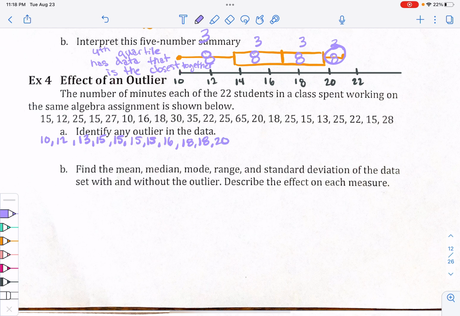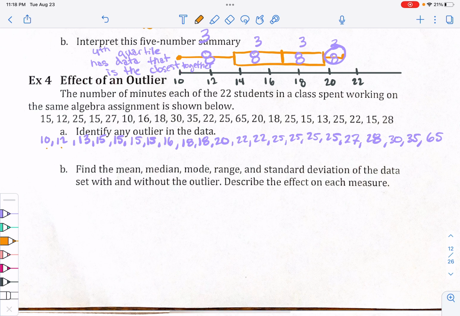There is a 20, 2 22s. There is 1, 2, 3, 4 25s. 25, 25, 25, and 25. Then there is a 27. There's a 28. There's a 30. There's a 35. Oh, I'm running out of room. And a 65. Okay, there's my data.